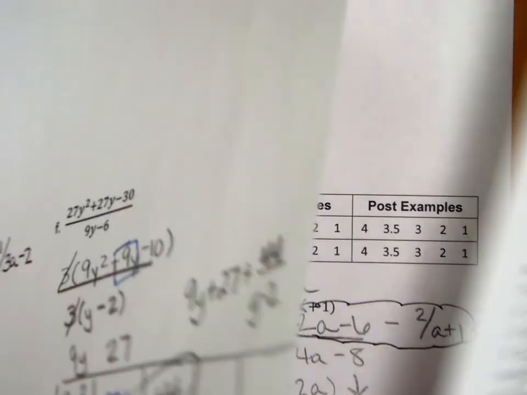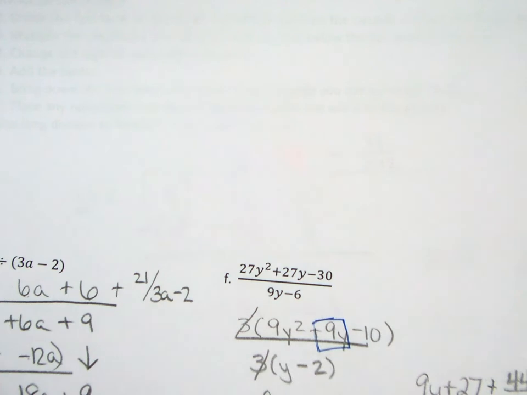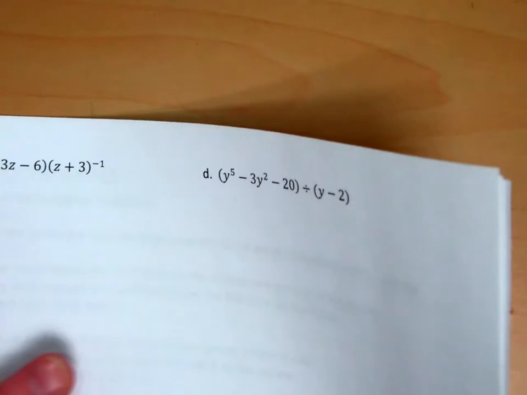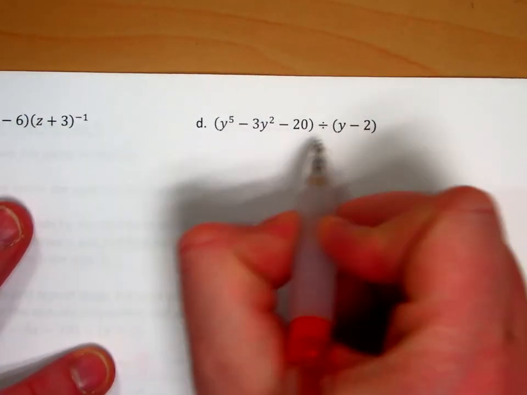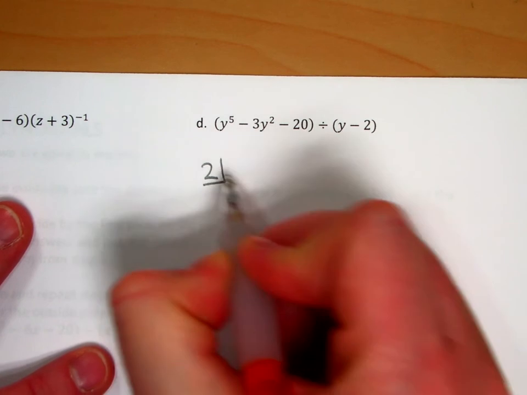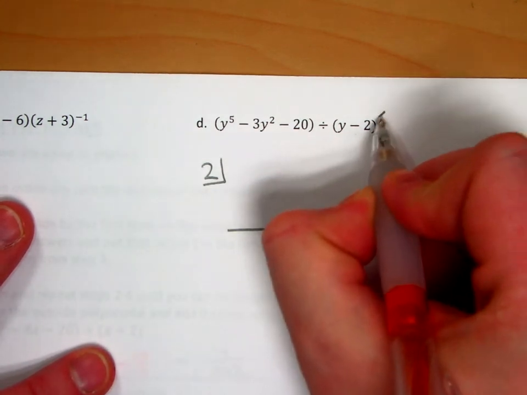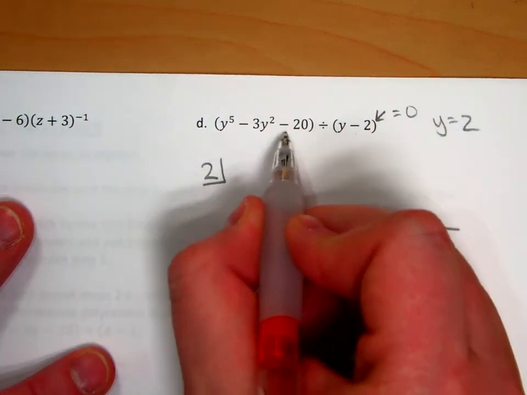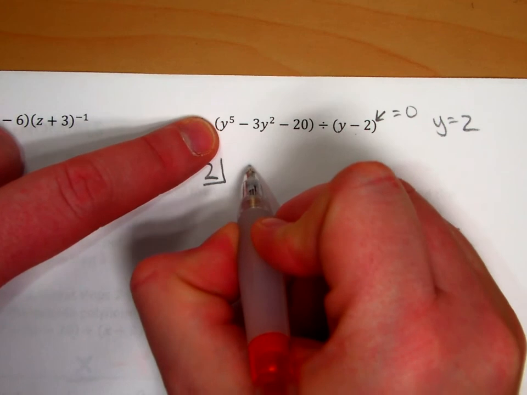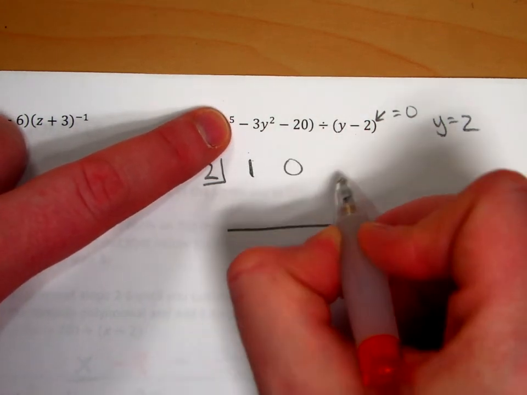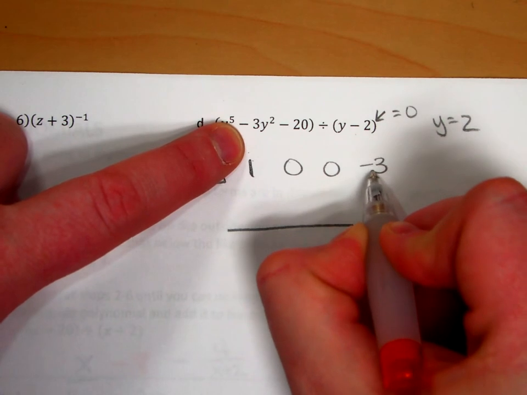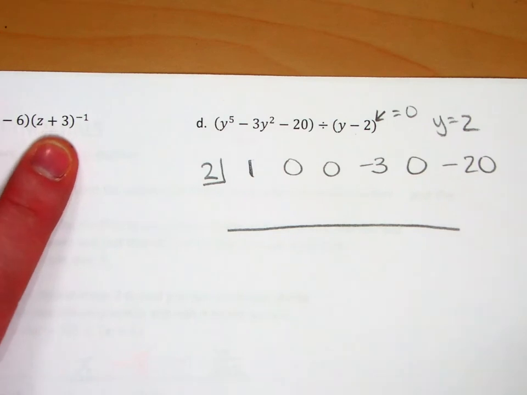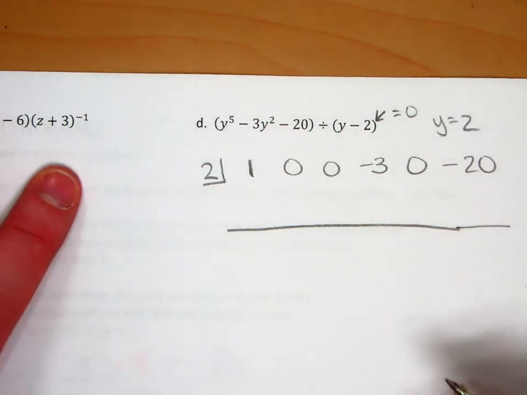I like longhand division. All right, so my last video here is going to be synthetic. I'm going to do one of these, and I'm going to do D, because that is the harder of the two. So, in the box, you put a 2. Because it's opposite, you solve this to equal 0. Y would equal 2. And then any number that you have, so I have a 5, so that has a coefficient of 1. I have no 4. I have no 3. I have a 2, which is negative 3. I have no 1, and then I have a minus 20. So I have to account for all those holes that I have.